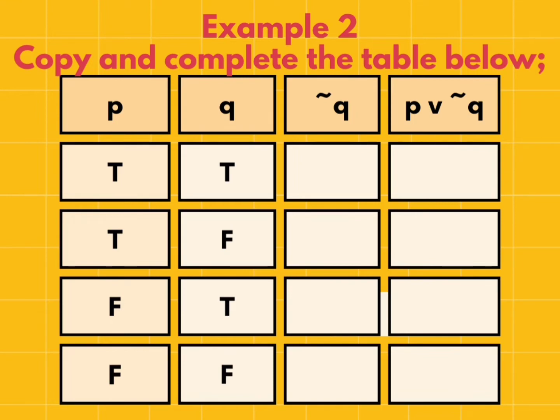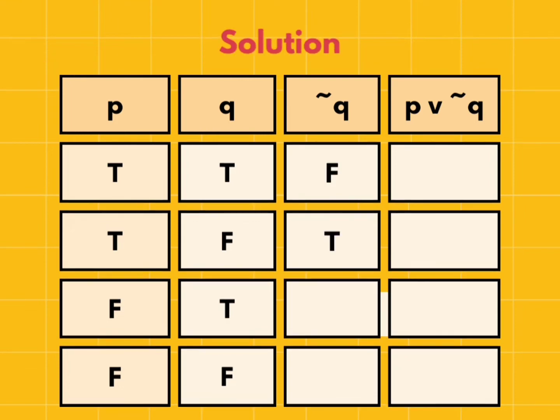Because the first value of Q is true, the negation of it will be false. And the second value is false, so the negation of that will be true. So for the first 2 rows of negation Q, you are going to have false and true. For the last 2 rows, you have true and false, since the negation of T is false, while the negation of F is true. So in the last rows, you have F and T, false and true.